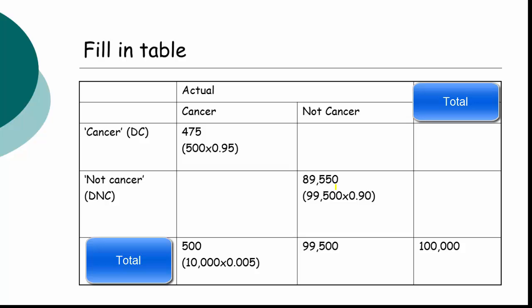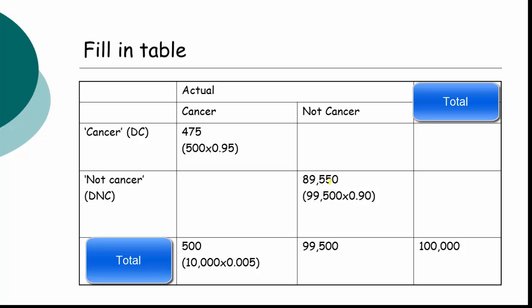And then the next thing you want to do is ultimately to fill in a table. So from here on, it's just addition and subtraction. So we know we have 475 here. We know we have a total of 500. So we can subtract one from the other, and that will tell us that we have 25 people here.